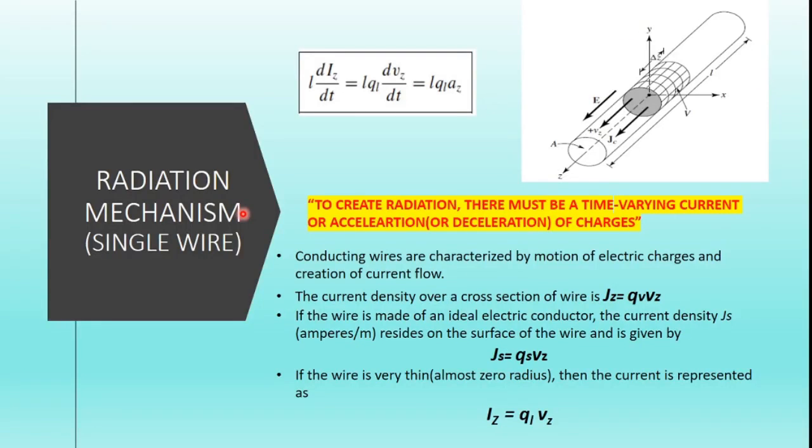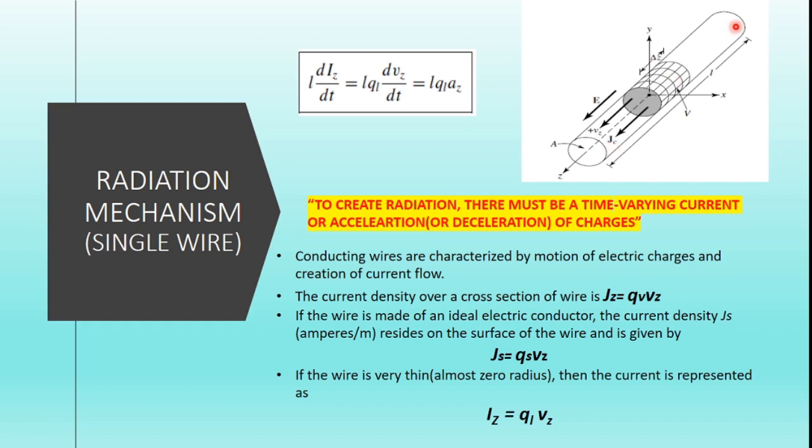Now let us see the radiation mechanism through a single wire and in the case of two wires. If you see any wire, a conducting wire is usually characterized by two main things. One is the motion of electric charges, and because of the motion of charges, what happens? Current is created. So the motion of charge creates a current flow, and this is the main characteristic of a conducting wire. Now let us consider this conducting wire.